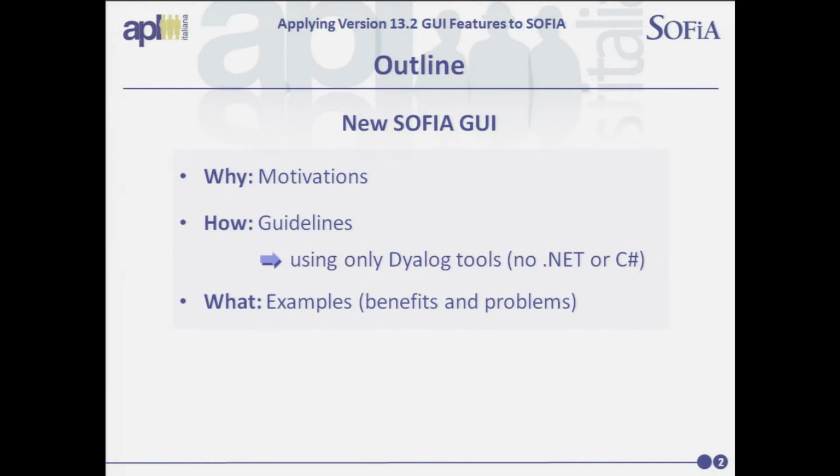I will start by briefly explaining the motivation behind the decision to renew our GUI, and then I will describe the guidelines of the work we did, and in particular the fact that we decided to use only Dyalog tools. That means no WPF or .NET or C# were used. After this short introduction, I will show you some examples of what we did, focusing on the benefits and the problems that we found during the implementation.